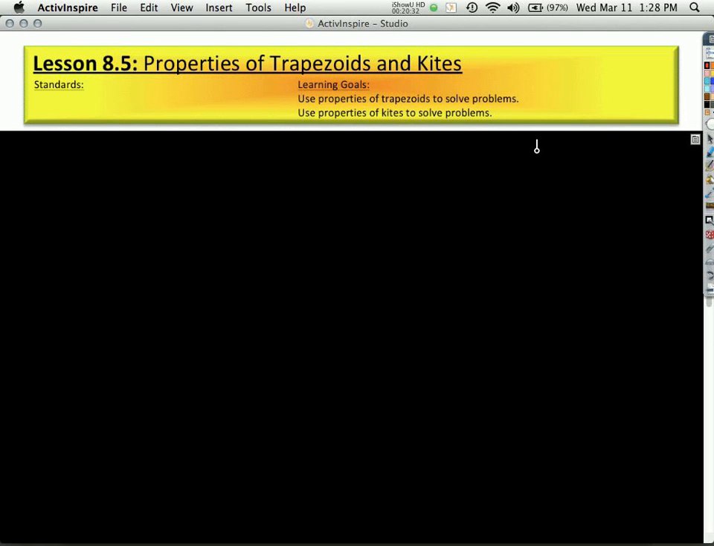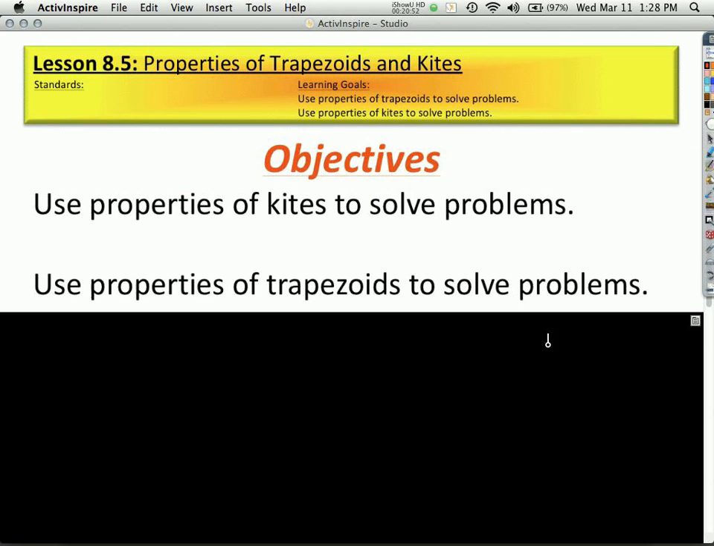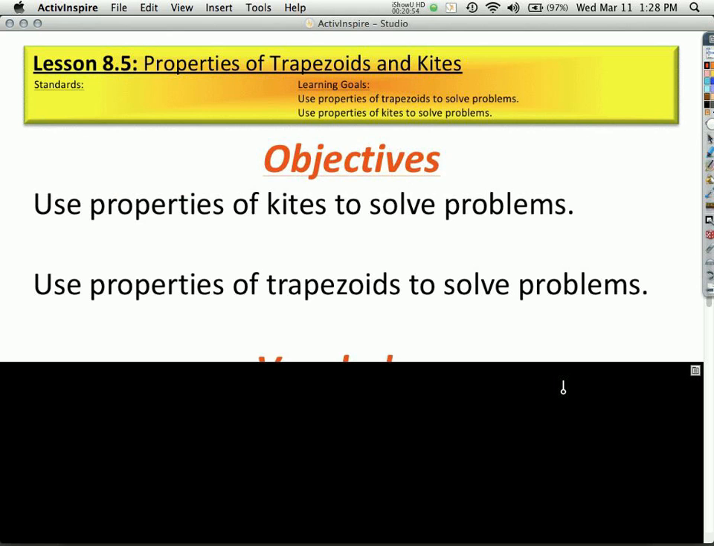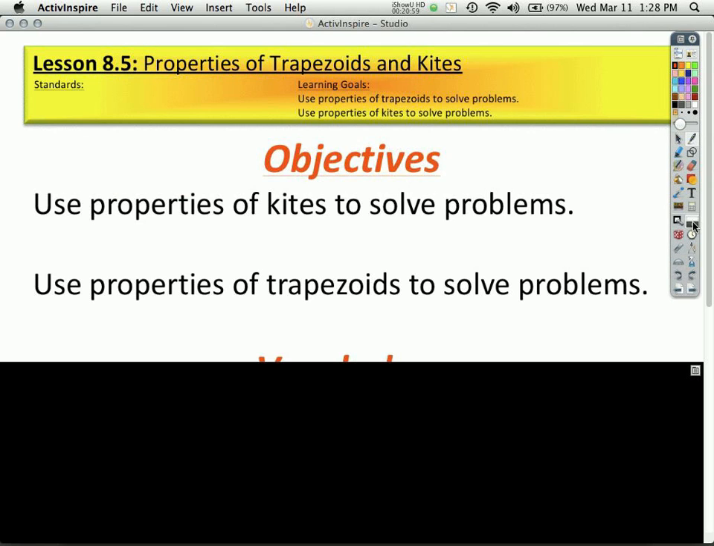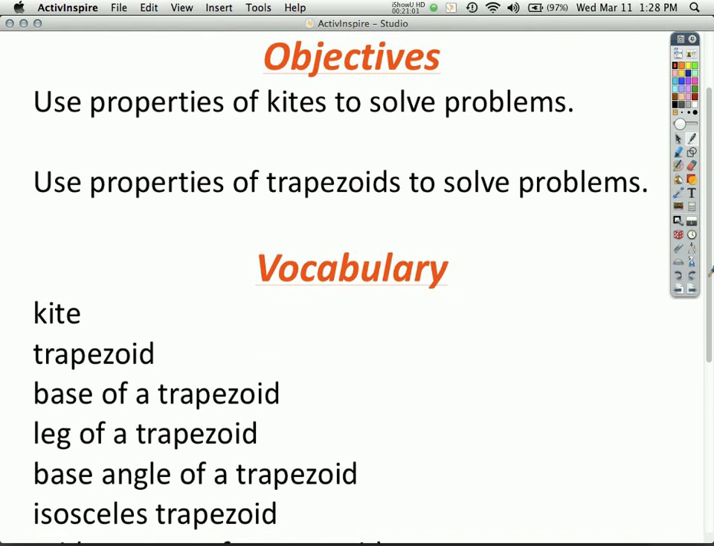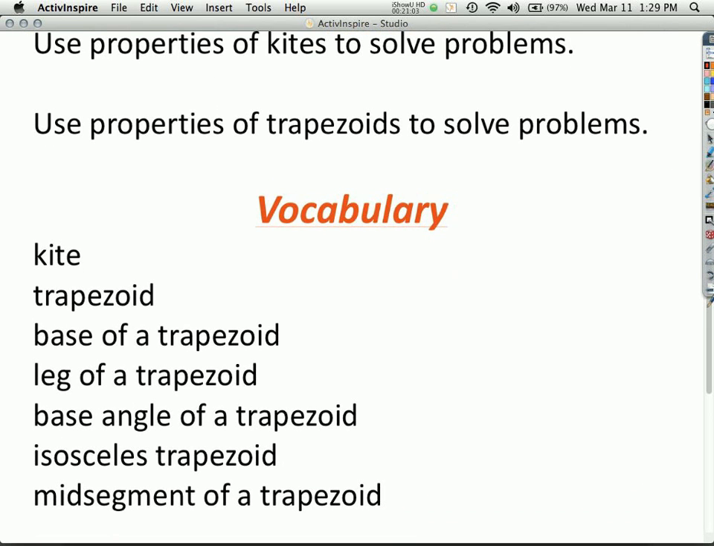So, of course, you've already titled today's lesson, Lesson 8.5, the subtitle, Properties of Trapezoids and Kites. We've spent the majority of the chapter exploring parallelograms because that branch of the quadrilateral tree was so gigantic. Today, we're going to explore the other two branches. So, our objectives for today are to use properties of kites and use properties of trapezoids to solve some problems.